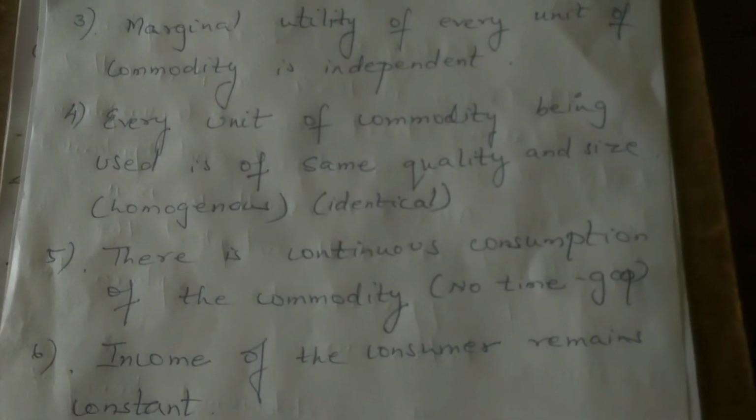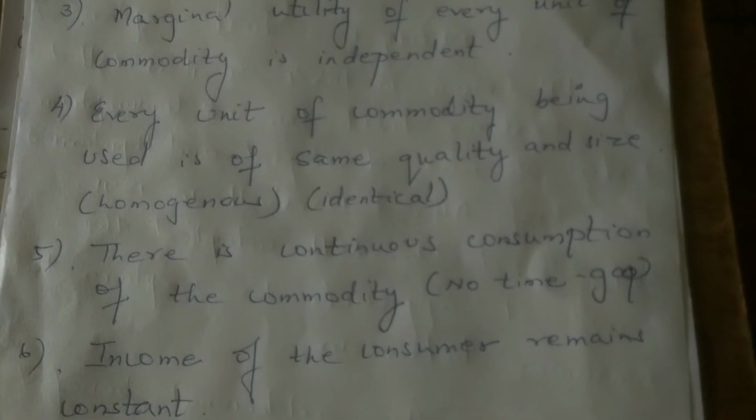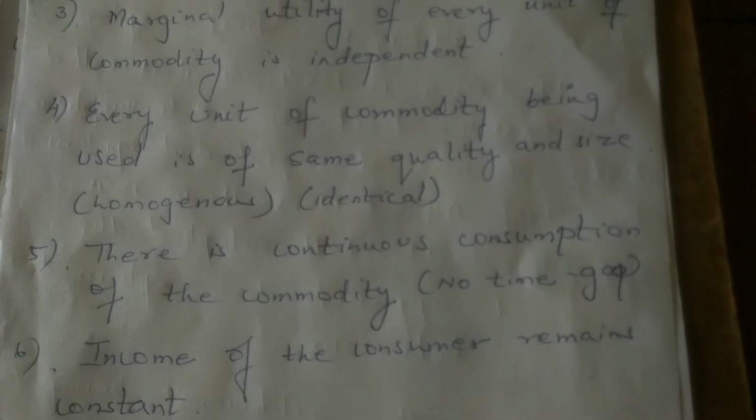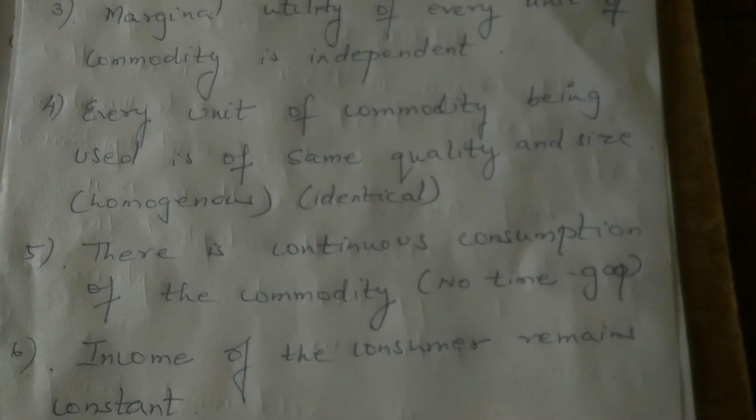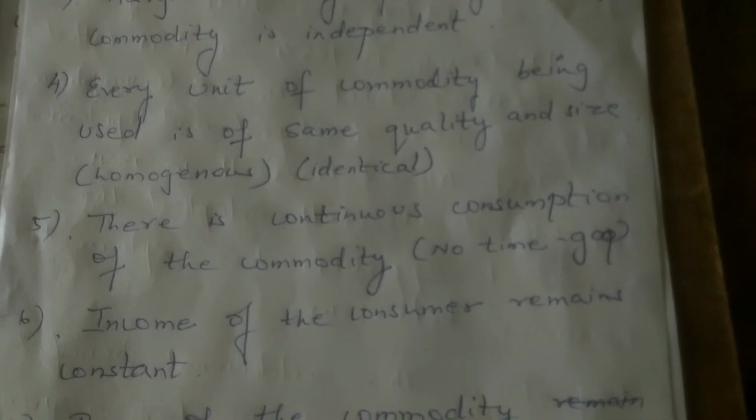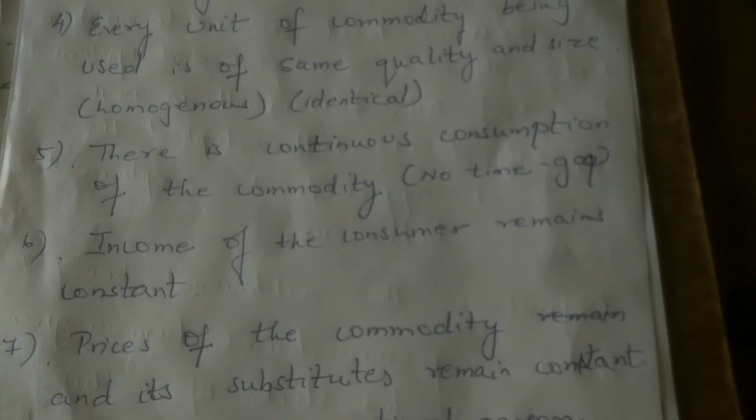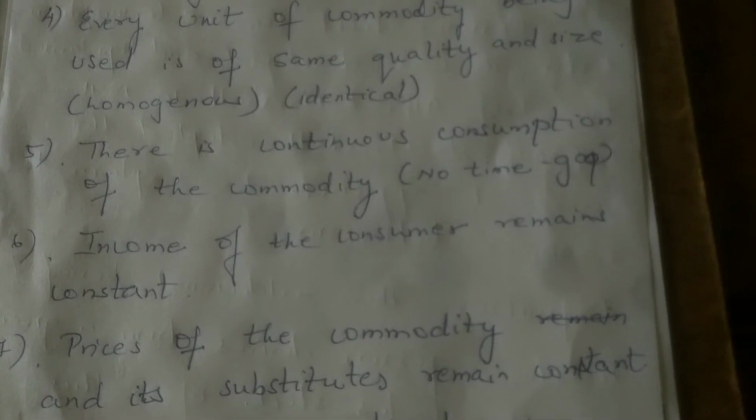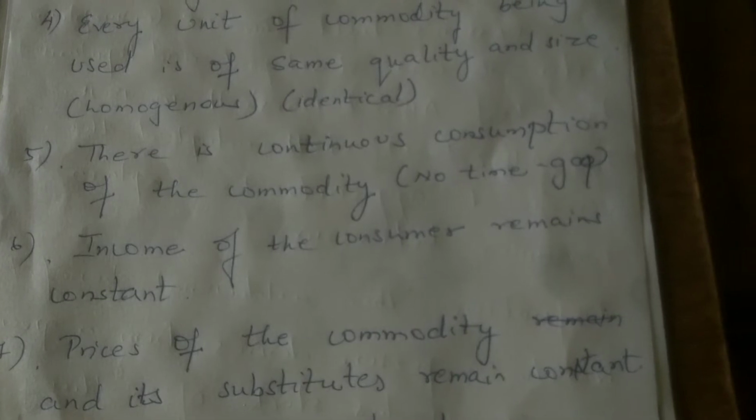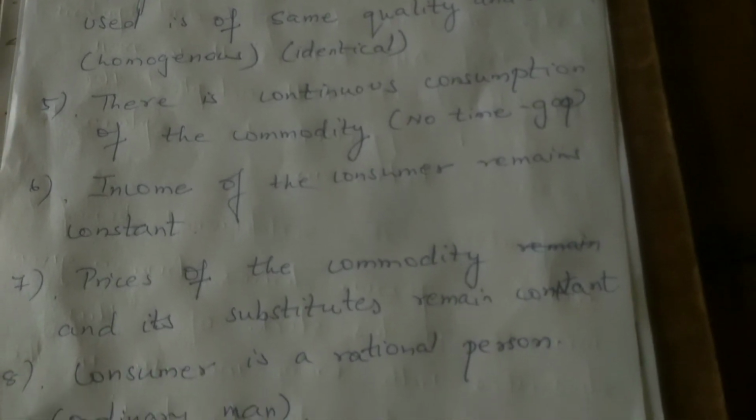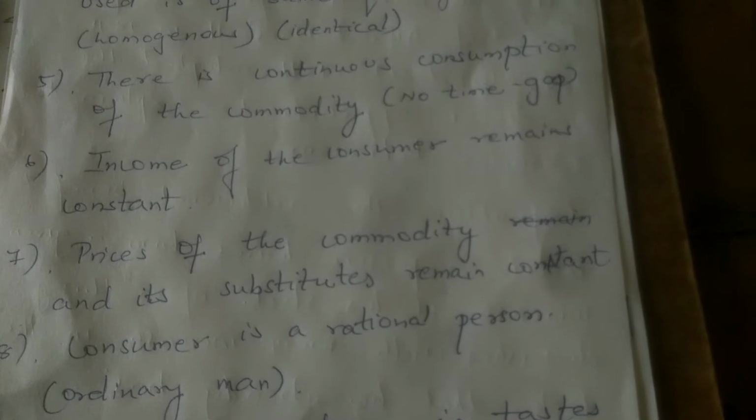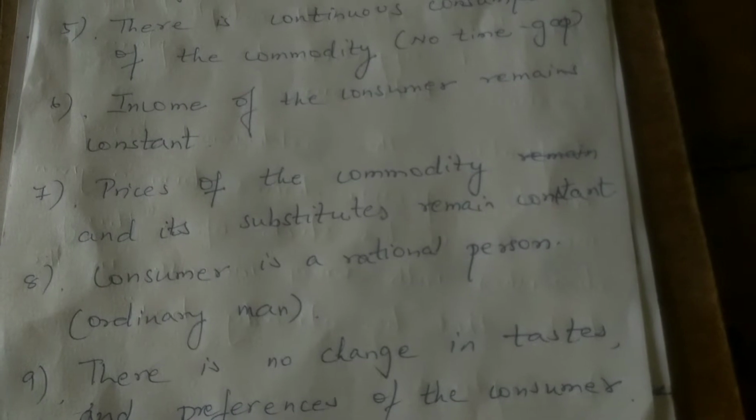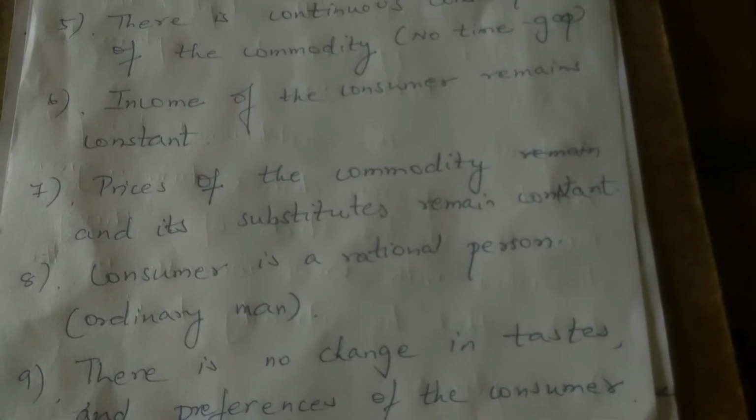Then, the fourth one is every unit of the commodity which we are taking for the study should be identical or homogeneous in every respect, like the color, taste, size, shape, etc. Fifth one is there is a continuous consumption of the commodity. That is, we should not give any time gap between the consumption of the first and second and third and fourth and so on. Sixth one is income of the consumer should remain constant. Prices of the commodity and its substitutes also should remain constant.